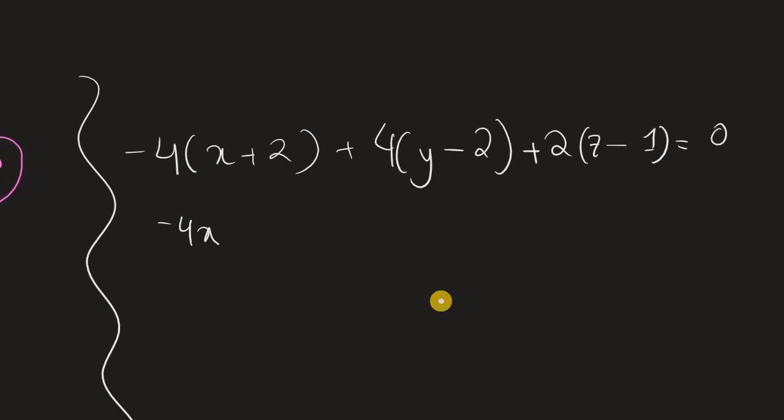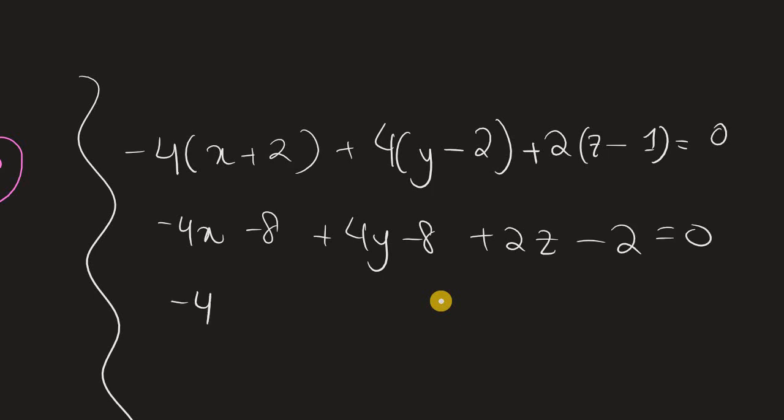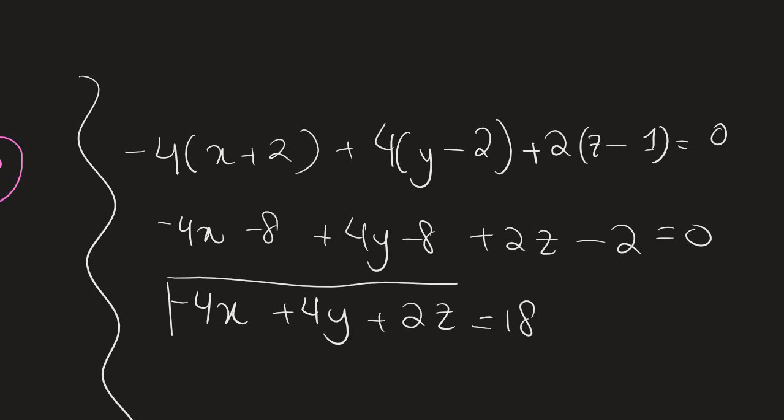So then -4x - 8 + 4y - 8 + 2z - 2 = 0. Now putting the variables on one side and the numbers on the other side. That's 16, 18, so that's gonna be -18 over here, equals 0, but it's better to keep the variables on one side and the number on the other side. So I'm gonna move this 18 over there. Then this is going to be equal to 18, and this is the final answer.